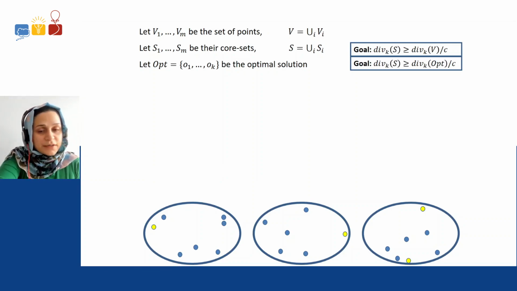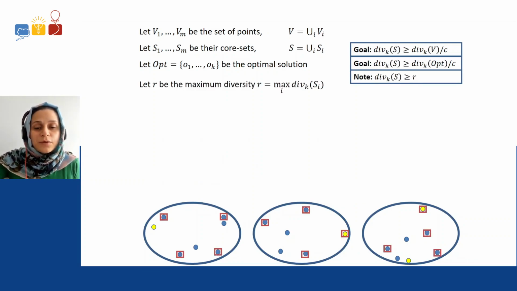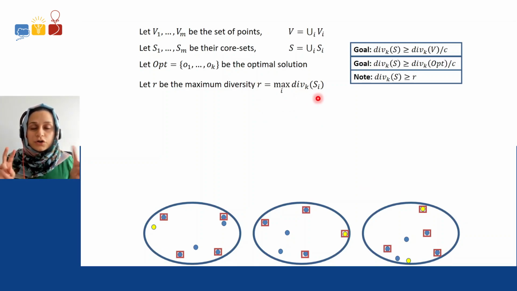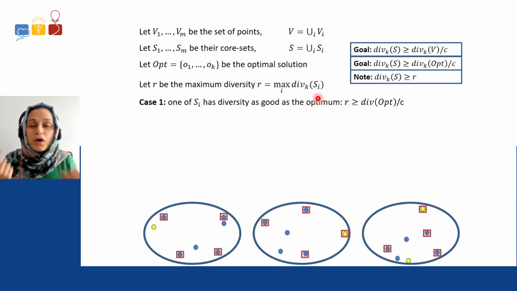Okay, so first let R be the maximum diversity among the points that I have picked in each of these solutions. So the minimum pairwise distance between the red points here, the minimum pairwise distance between the red points here, and the minimum pairwise distance between the red points here. I take each of them and I take the maximum over them. Okay, so now there are two cases. Either one of these solutions itself is relatively large.